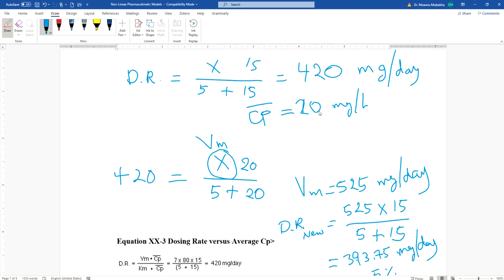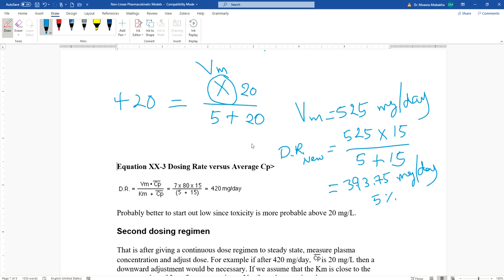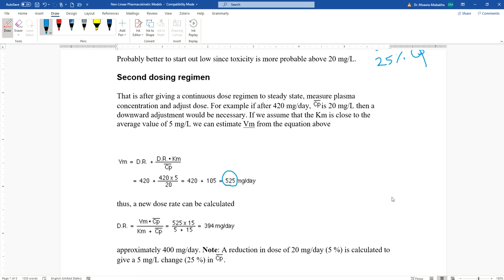So a 5% decrease in the dosing rate resulted in a 25% decrease in the CP average. Which tells you that if this was first order kinetics, a 5% decrease in dosing rate should produce a 5% decrease in CP average, but this is not the case here. A 5% decrease in dosing rate resulted in a large decrease in CP average, which is 25%.